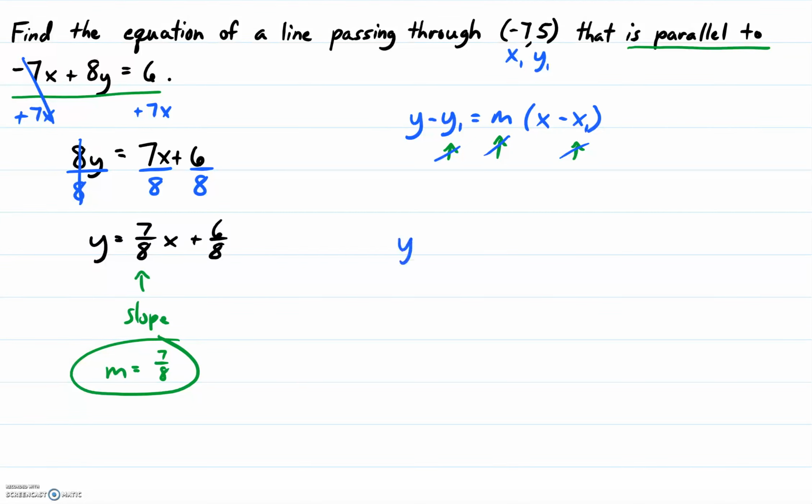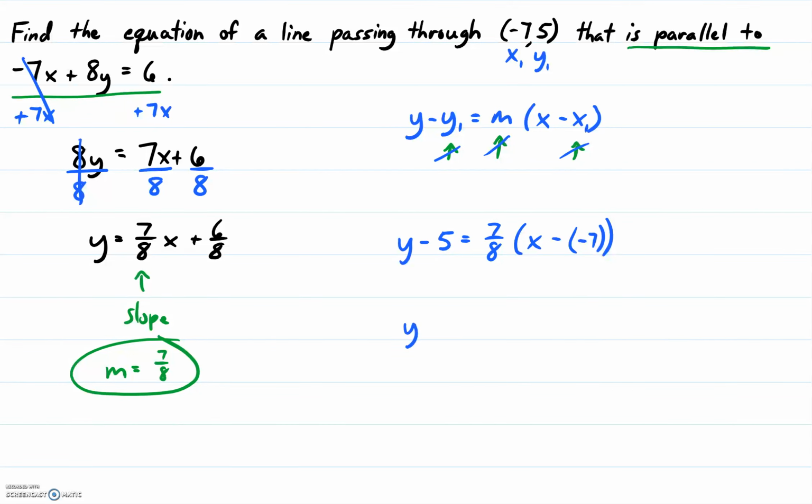So y minus y1, that will be y minus 5, is equal to m, that's going to be 7 over 8, multiplied by x minus x1, so x minus -7. So we just plug those three numbers in there. And you want to scan over this, that's technically the answer, but you just want to see if there's anything you can do to simplify it. And in this case there is.